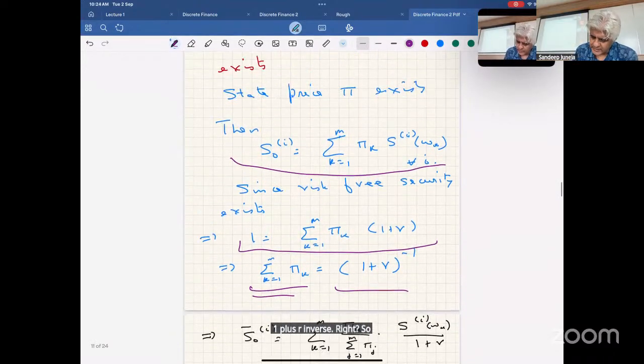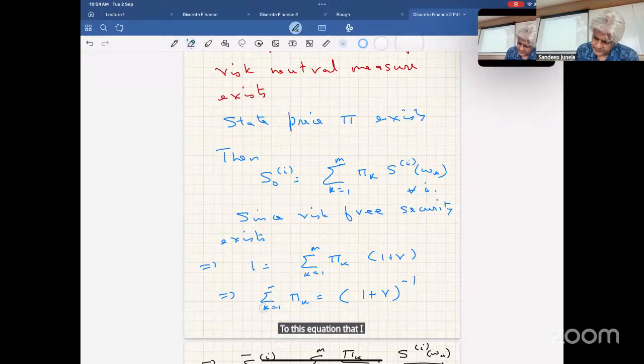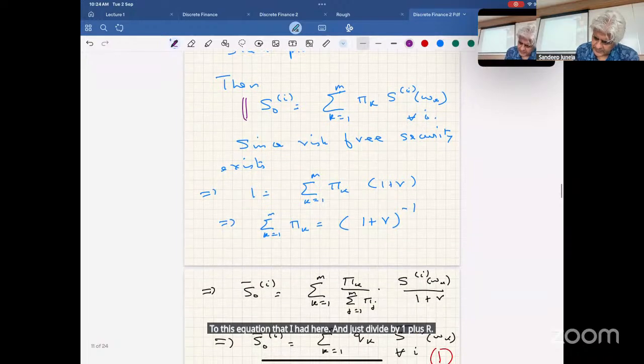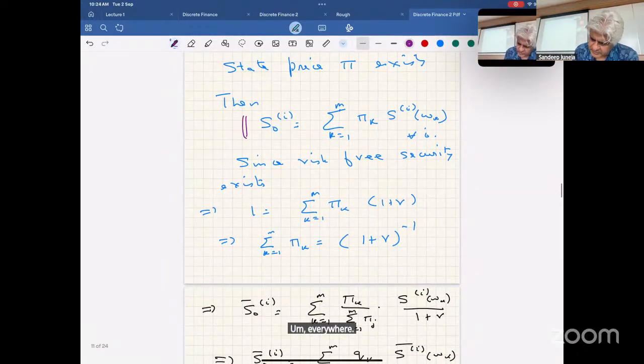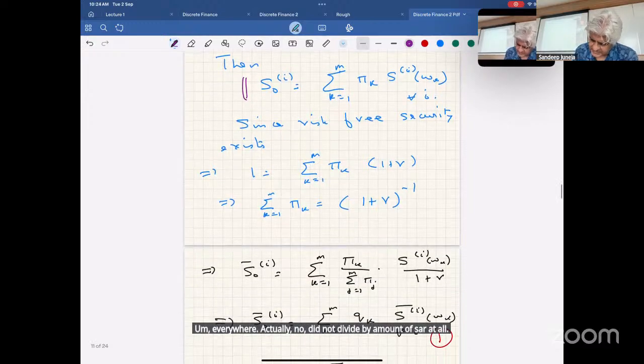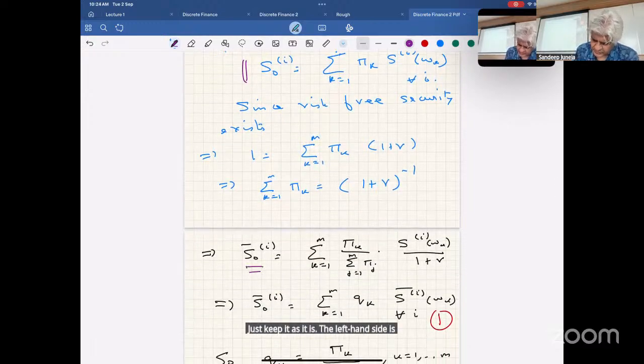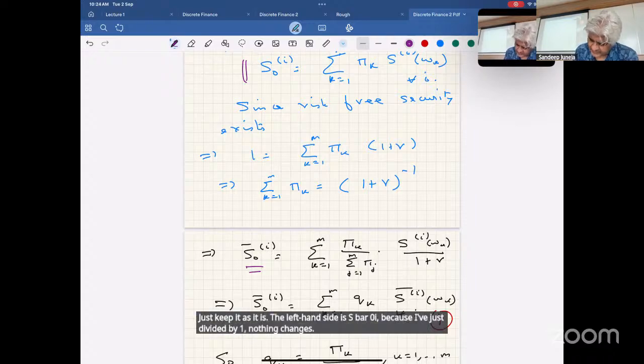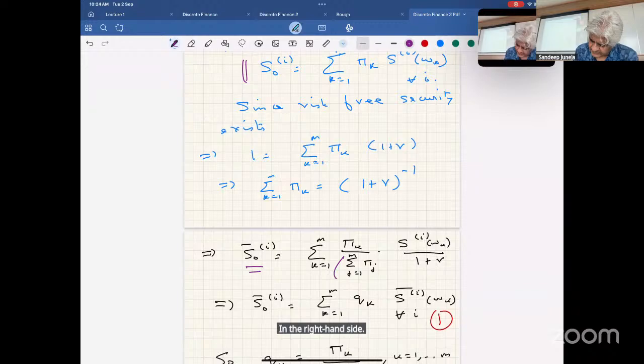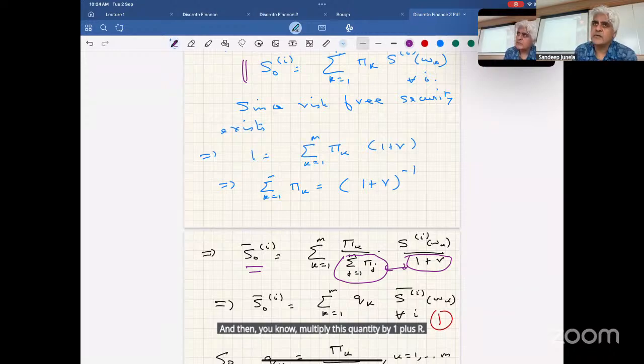So now I can go back to this equation that I had here and just divide by 1 plus r everywhere. Actually, no, did not divide by 1 plus r at all. Just keep it as it is. The left-hand side is S bar 0i because I've just divided by 1, nothing changes. And the right-hand side, I divide by this, which is 1 upon 1 plus r, and then multiply this quantity by 1 plus r. Right? So it's really just division by 1. You multiply by 1 plus r, you divide by 1 upon 1 plus r.